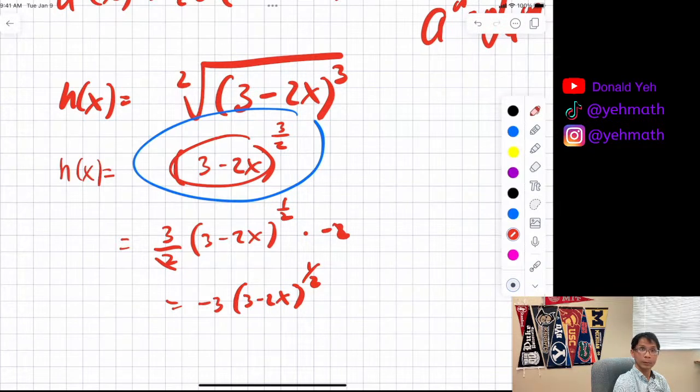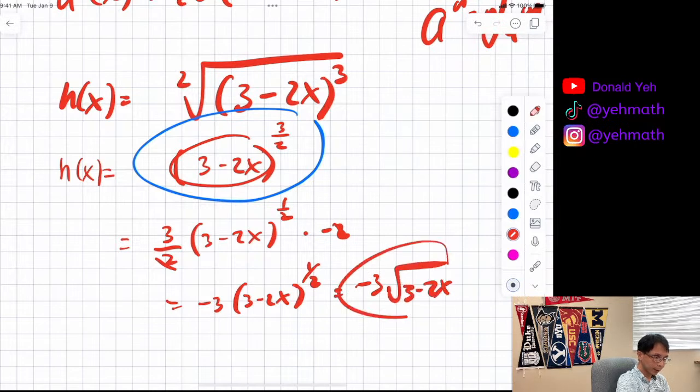Can I just use square root x instead of x to the 1/2? Square root of x? Well, you do negative 3 times the square root of 3 minus 2x. Oh, square root, yeah, it's fine. Negative 3 square root of 3 minus 2x. Yeah, that's fine.